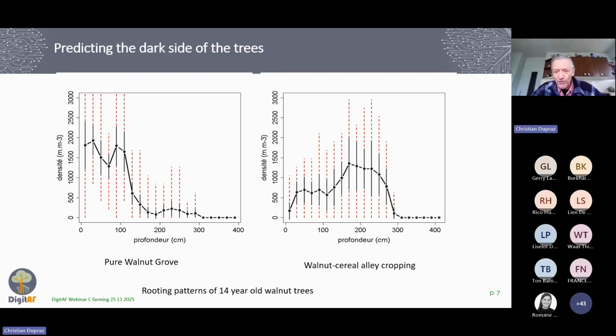You see that for alley-cropping trees, you have a deeper root system, which means that you have this fine root turnover that Gerry mentioned occurring at deeper depths in the soil. And this is important because all the regulations so far take into consideration only the first 30 centimeters of soil to make the calculation of carbon sequestration.